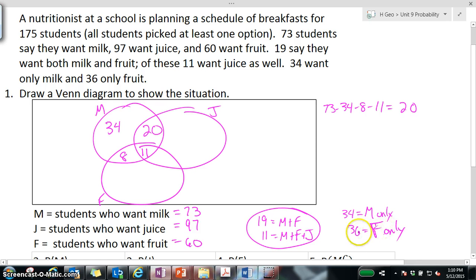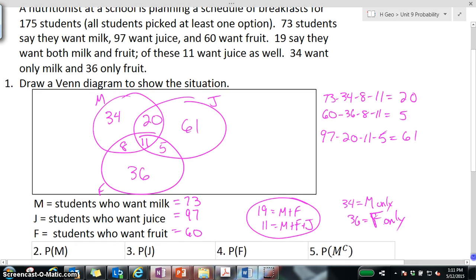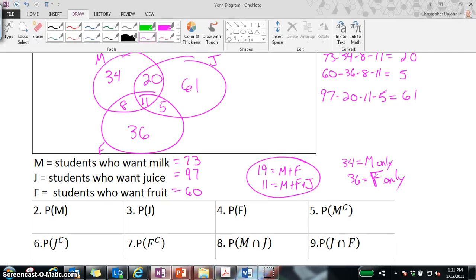We know that 36 people want fruit only. So 36 is here. And again, we know that for fruit, there are 60 students who want fruit. Subtract 36, minus the 8, minus the 11 that overlap, will give us that last section, which gives us 5. And then for the same thing, we know that 97 want juice, so 97 minus 20 minus 11 minus 5 will give us how many people just want juice, and that's 61, and that's not too bad. So it's just subtraction. Now we want to use that to do some of these problems.